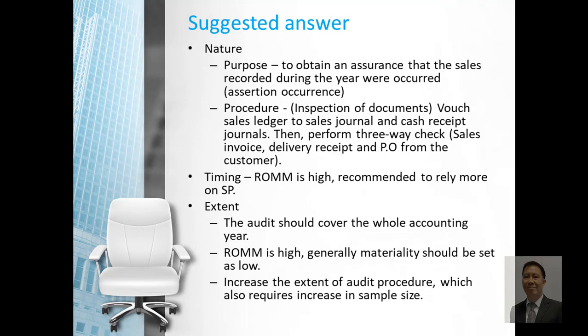The first thing, nature: what is the purpose of our audit? As we have gone through the problem, our purpose is to obtain an assurance that the sales recorded during the year actually occurred. The procedure that we will perform will be inspection of documents. We will vouch the sales ledger to the sales journal and cash receipt journals. After that, we will perform a three-way check. We will get the sales invoice, delivery receipt, and purchase order, just to check whether the transaction really happened.